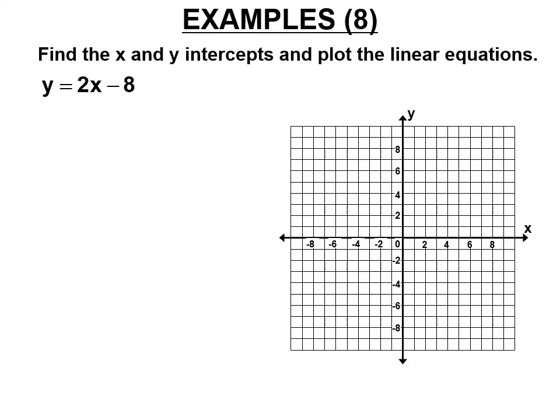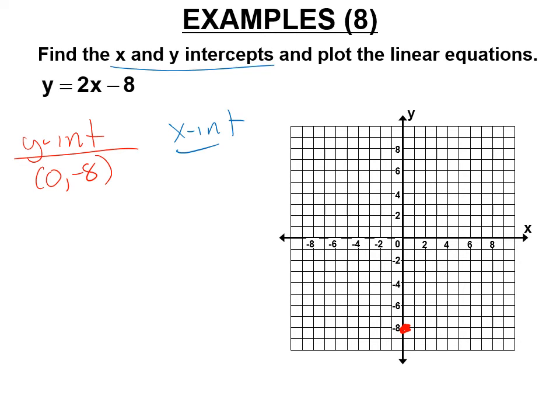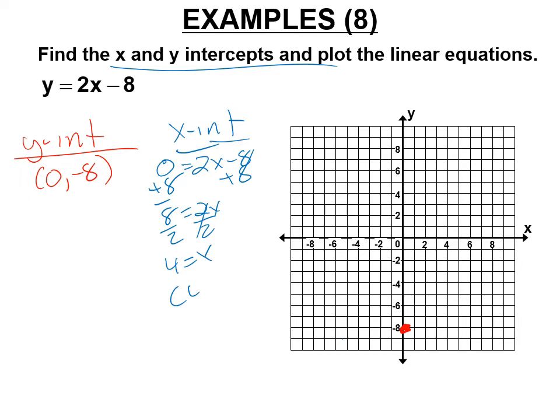Okay, we should be looking at that and go, well, the y-intercept 0, -8. It's in slope-intercept form. I don't need to do the work. Now find the x-intercept, because it says you have to find the x and y-intercept. So for the x-intercept, the y equals 0. Add 8 to both sides. Divide by 2. 4 equals x. The x-intercept is 4, 0.